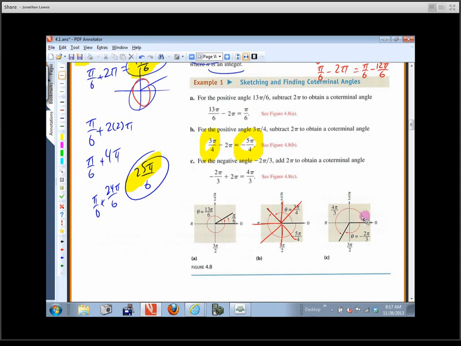Here's an angle of 4 pi/3. Here's an angle of negative 2 pi/3. Those are coterminal. You can see that. If I take negative 2 pi/3, and I want something that's coterminal with that, I could add a multiple of 2 pi to that. So if I add 2 pi, I get 4 pi/3. What if I did this?